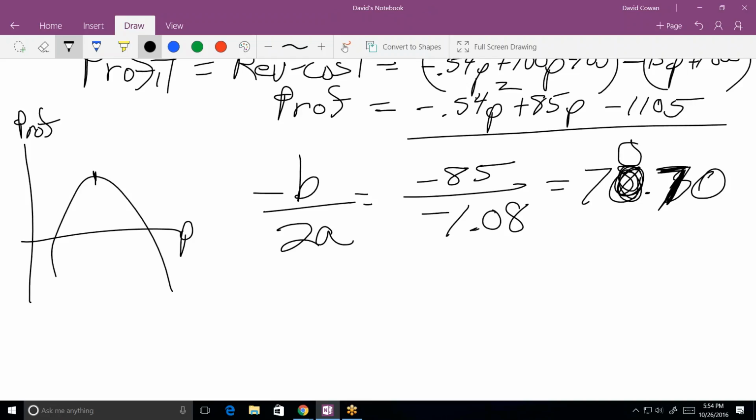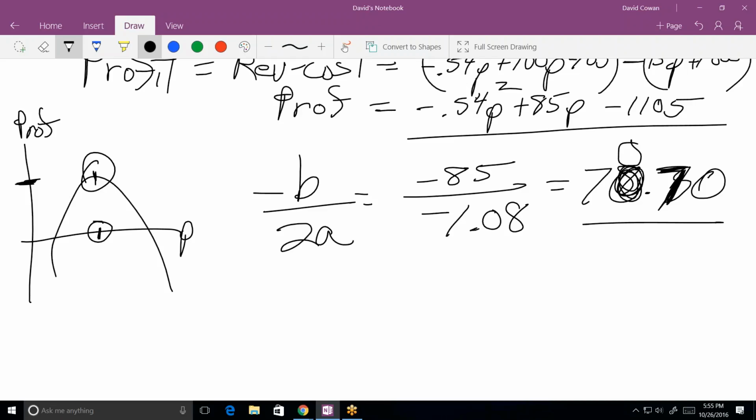But anyway, by purchasing 78.7 pounds of this stuff, that gives him the maximum profit, which is that point right there. If he produces less, he gets less profit. If he produces more, he gets less profit. There's only one spot on that curve that gives you a maximum profit, and that's this point right there. And that's what you're solving for when you solve for minus b over 2a.